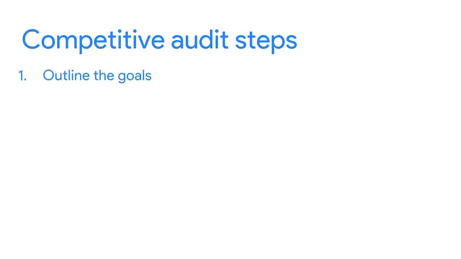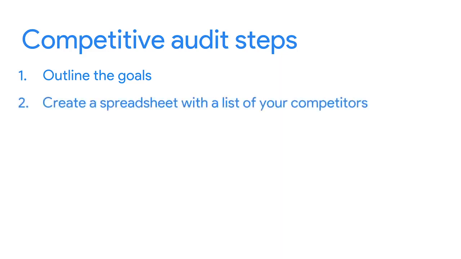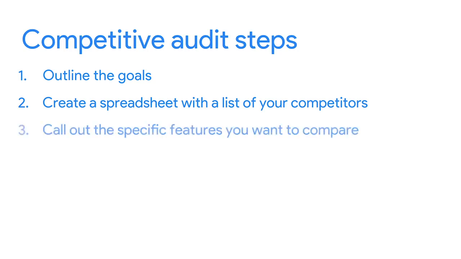Next, let's review the steps to conduct a competitive audit. The first step is to outline the goals for your competitive audit. Make sure your goals are specific to your product, users, and industry. The second step is to create a spreadsheet with a list of your competitors. You should aim to include about 5 to 10 competitors in your list. Some of them should be direct and others should be indirect. The third step calls out specific features you want to compare. This list of features should align to your goals for the audit.